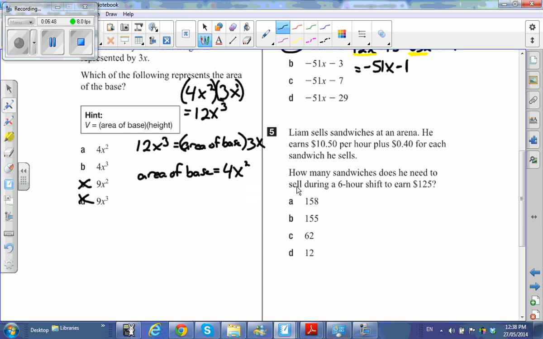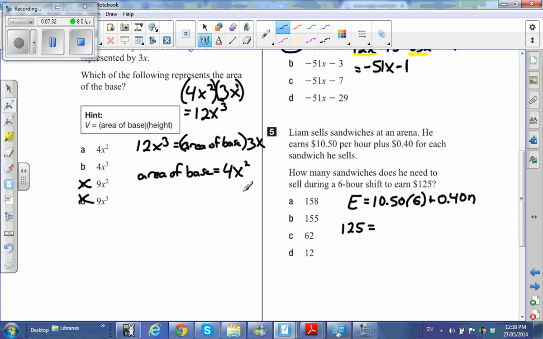Next one, a little bit of a tricky one. There's kind of like 2 variables in this one. He earns $10.50 per hour, and he also makes 40 cents per sandwich. Now, the question says, how many sandwiches does he need to sell during a 6-hour shift to earn $125? So his earnings, it's $10.50 an hour. So normally I'd put an N in here, but we already know it's 6 hours, so I'm going to put the 6 in here. Plus it's 40 cents per sandwich, so we'll put N for number of sandwiches. Okay? And now we know the earnings has to be 125, so we'll put 125 in.